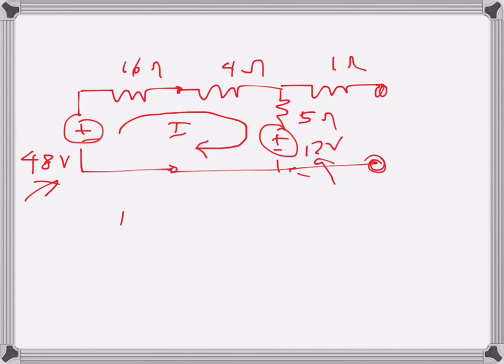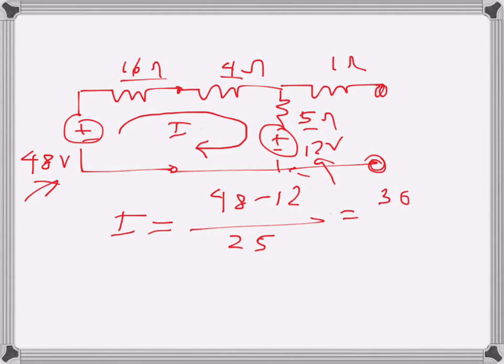So the current I, if we want to find the current I, will be 48 minus 12, since these two are the voltage sources here, EMF, basically electromotive forces, over the summation of the resistances. So that's 16 plus 4 plus 5, so that's 25. So 36 over 25 amps. Let's leave it like that.